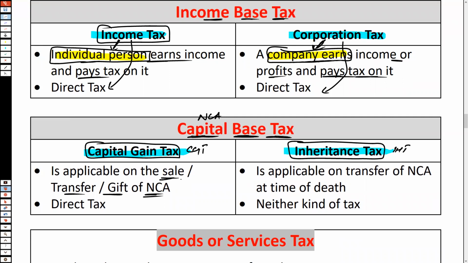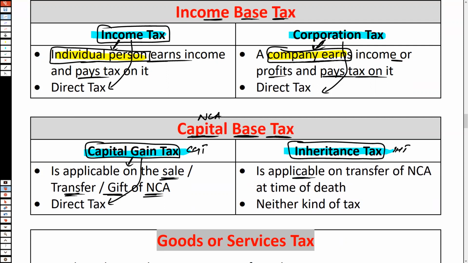If a person is selling any asset, transferring any asset, gifting any asset, or exchanging any non-current asset, then capital gains tax is applicable, and it's also a kind of direct tax because on disposing of the asset, if there are gains, on such gains capital gains tax is applicable. So that is the reason CGT is a direct tax.